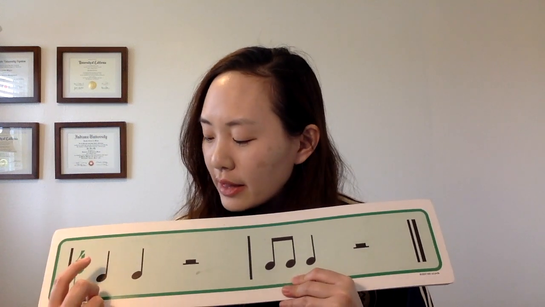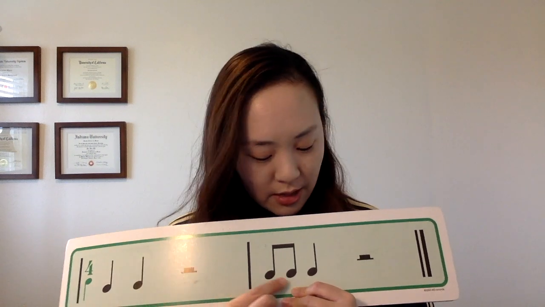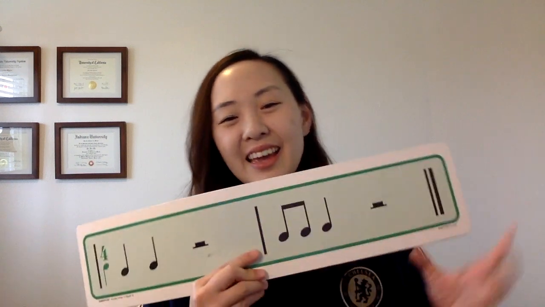Okay? So let's read this together. Ready? Go. Ta, ta. Ti, ti, ta. Okay, let's try again. Ready? Go. Ta, ta. Ti, ti, ta. Okay, so for the half notes, we go ta. But for the half rest, we're just going to go twice because 2 beats. 2 beats of rest, right? Let's try.